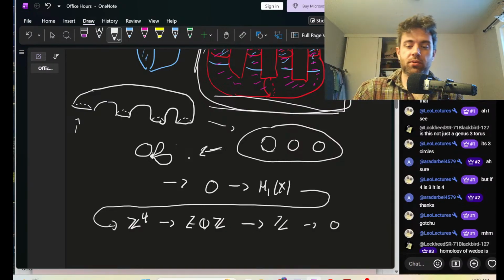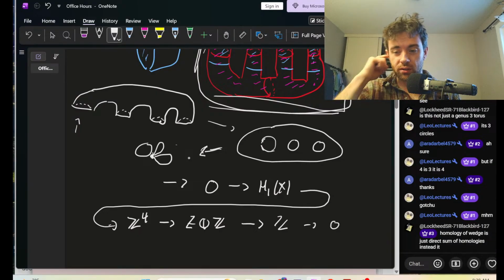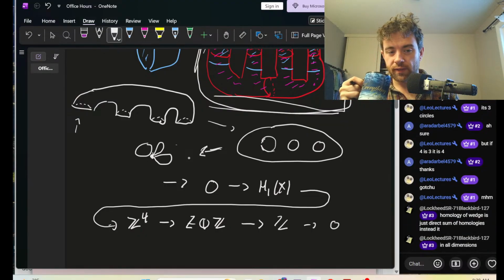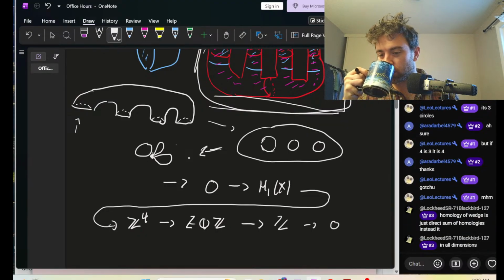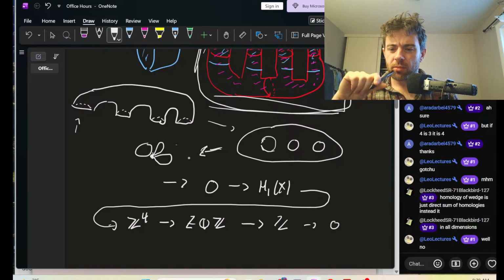Right. I don't even remember. Why am I confused? Yeah, it is direct sum. Okay. Homology of wedges, just direct sum. I was worried for a second that we were taking a free product, but homology of a wedge is the sum of homologies in all dimensions. Is that true? I don't know if that's true. Is that true?